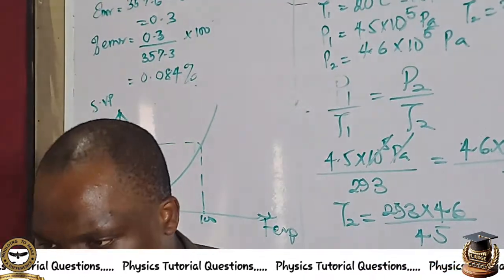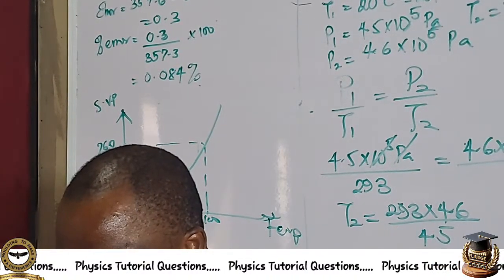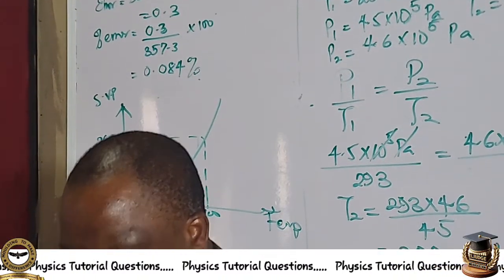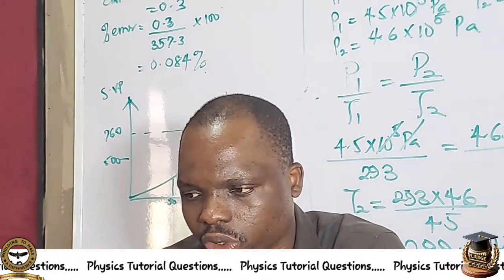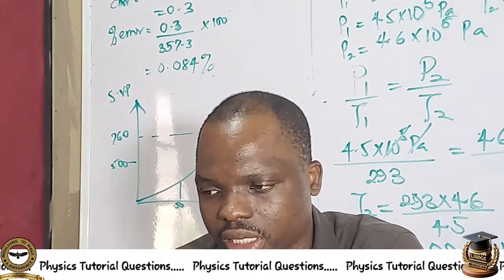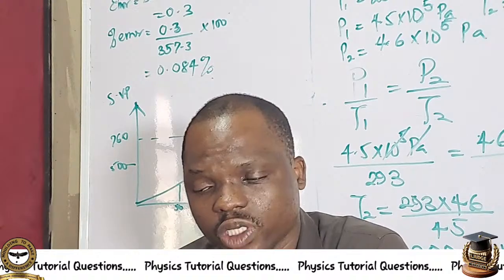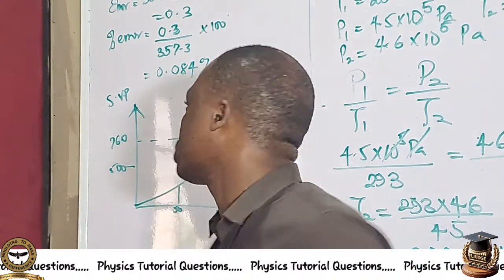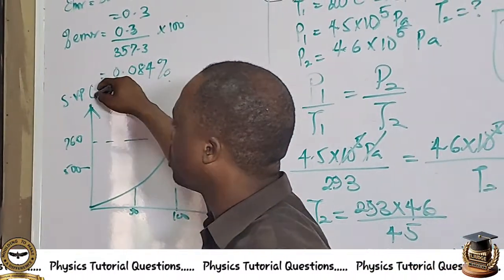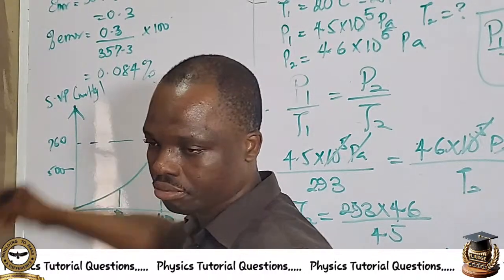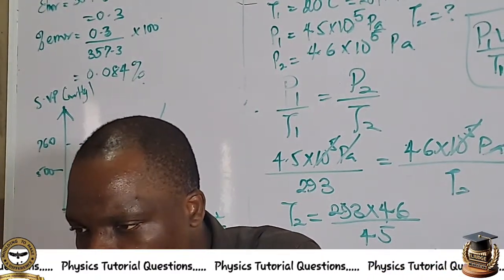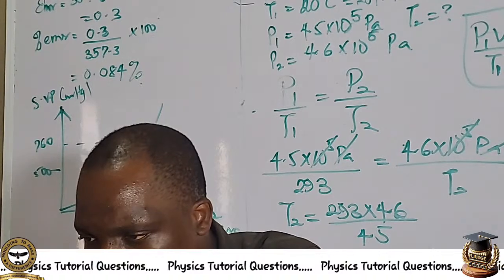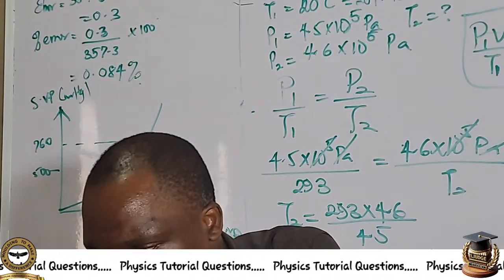So the question says the graph above is that of a saturated vapor pressure, SVP, of water against temperature. Pure water is known to boil at 100 degrees Celsius and at an atmospheric pressure of 760 millimeter of mercury. This is millimeter of mercury. What general conclusion can be drawn from the information given above?